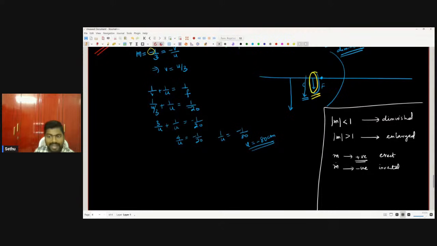So this plus minus tells you whether the image is inverted or erect. Whether the magnitude is more than 1 or less than 1 tells you whether this is enlarged or diminished. Okay, it's useful to remember these ideas. Correct. Siddharth, u is equal to minus 80 centimeter in case of a concave mirror. Absolutely right.